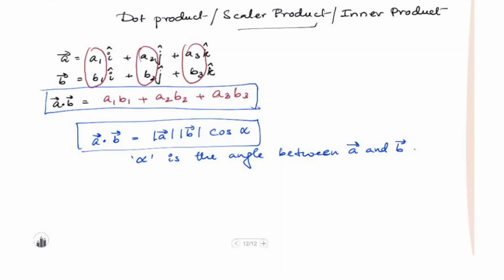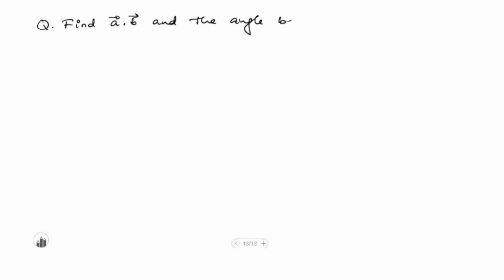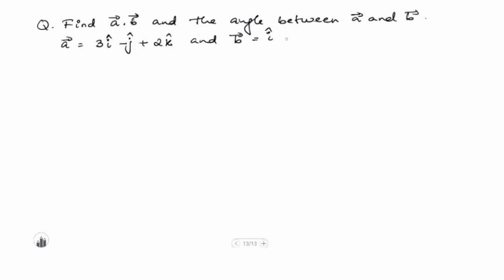Going ahead to solve one example. Let's say we have the question here: find the dot product of vector A times vector B and the angle between vector A and vector B. So we're given the vector A as 3 i cap minus j cap plus 2 k cap, and vector B is i cap plus j cap plus k cap.